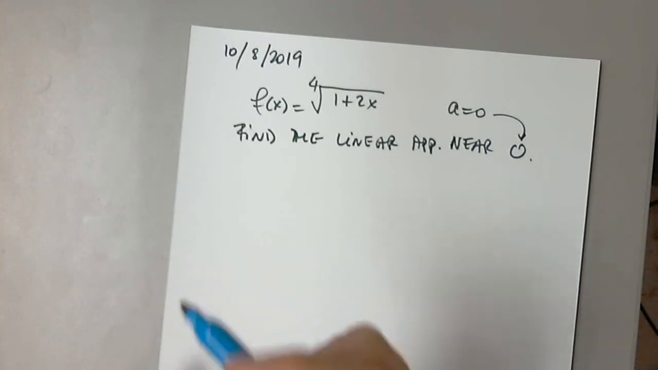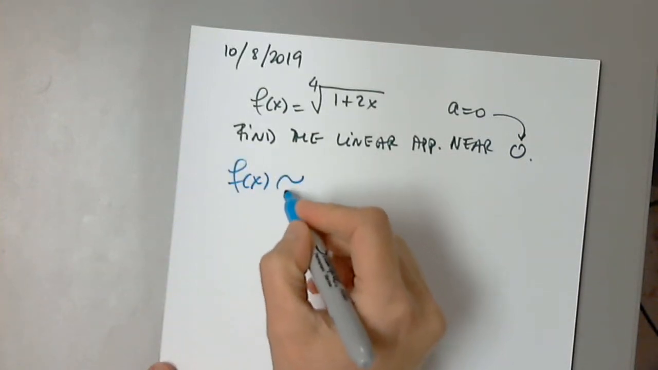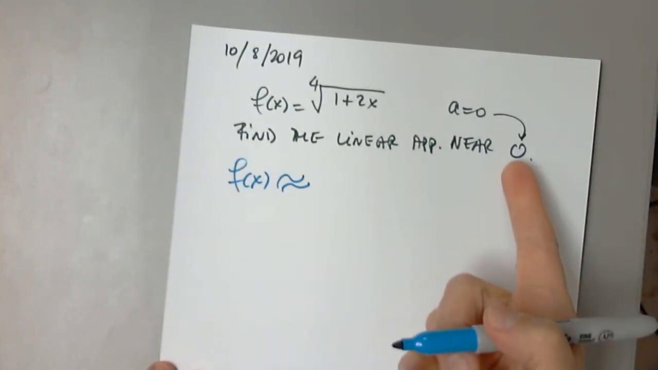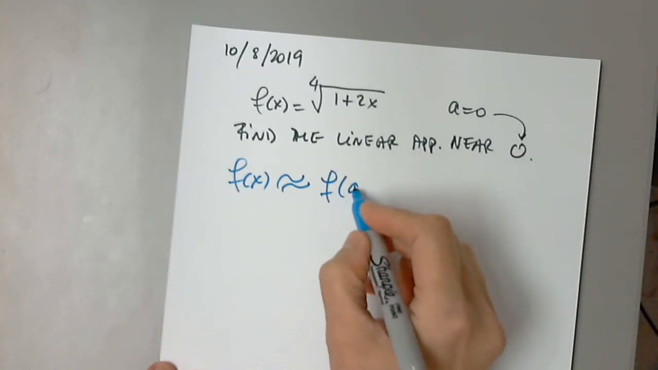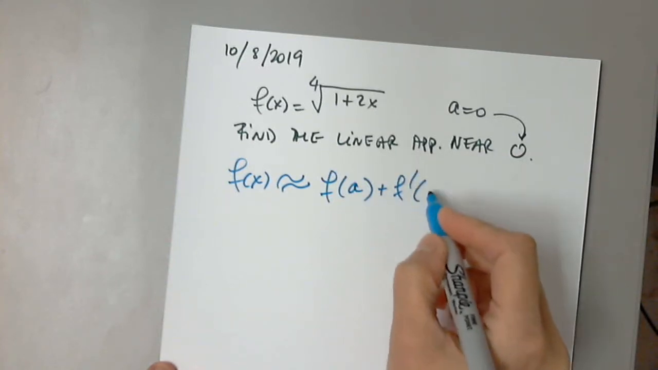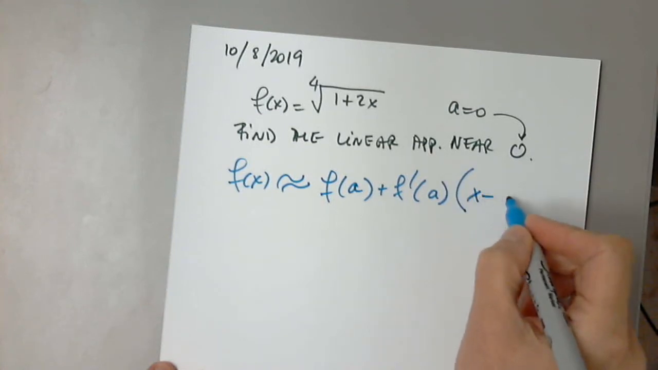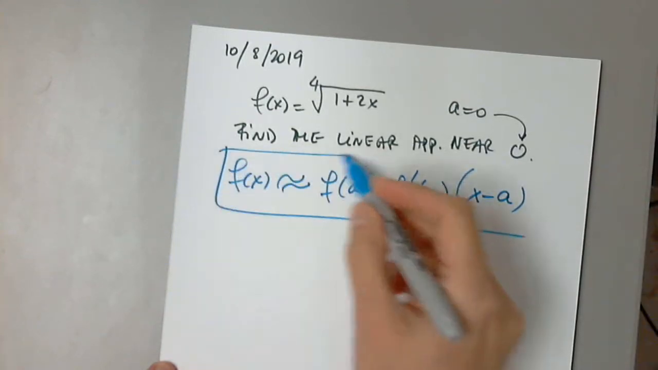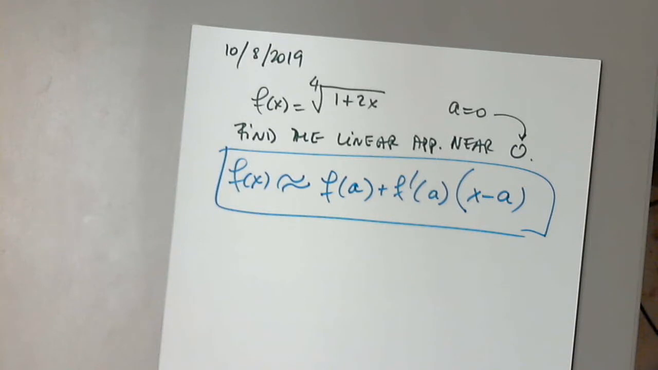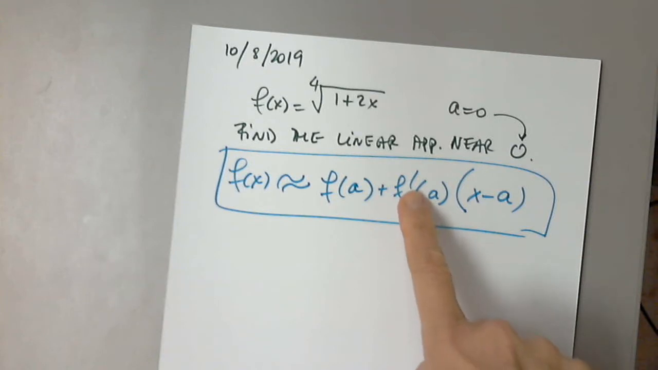And I know that f of x is approximately a linear function near a as f of a plus f prime of a times x minus a. This is very similar to delta y being approximately dy. In this problem, the function is given to us, a is given to us. Let's differentiate the function because I need it here.